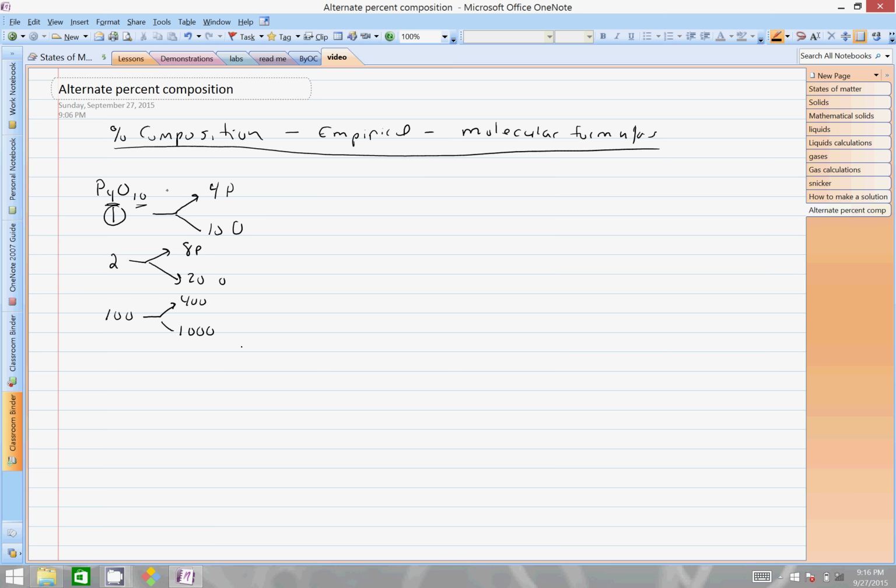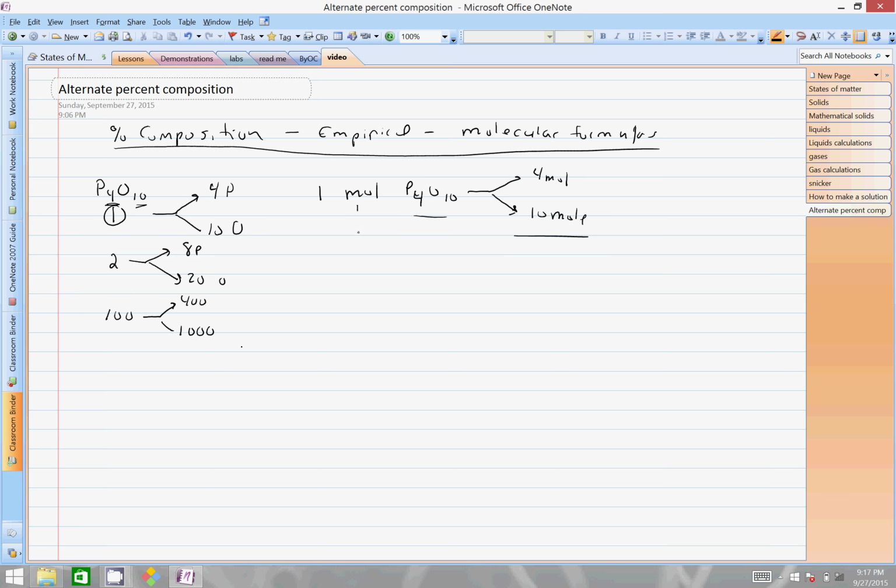So here's a thought. If you have 1 mole of P4O10, how many phosphoruses would you get? Well, you would get a bunch of phosphoruses, but you keep it in moles, so you get 4 moles of this guy, and you would get 10 moles of this guy. So keep that concept in mind here.